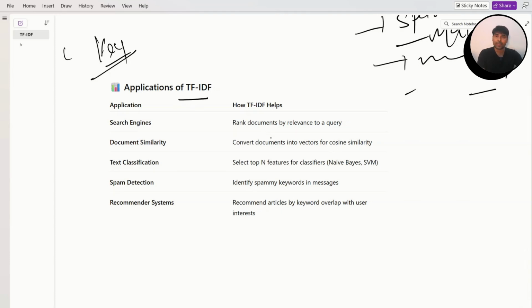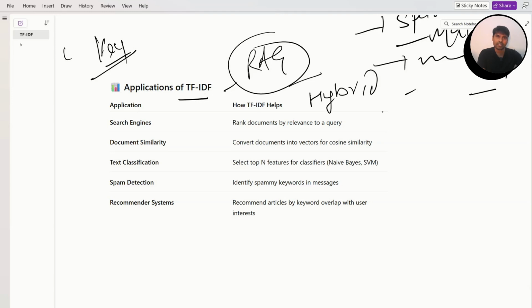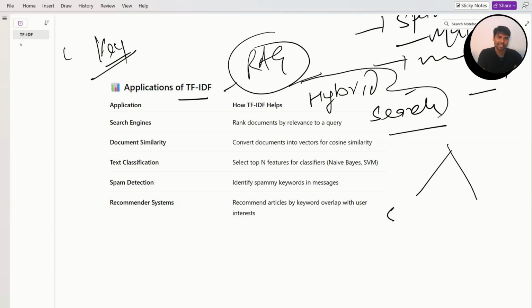Let me show that. First, it has a lot of implementation in RAG applications. Let me give some context. As I discussed in the beginning, if you want to build hybrid search functionality in a RAG application, hybrid search has two types of search. One is called semantic search, and one is called keyword search.